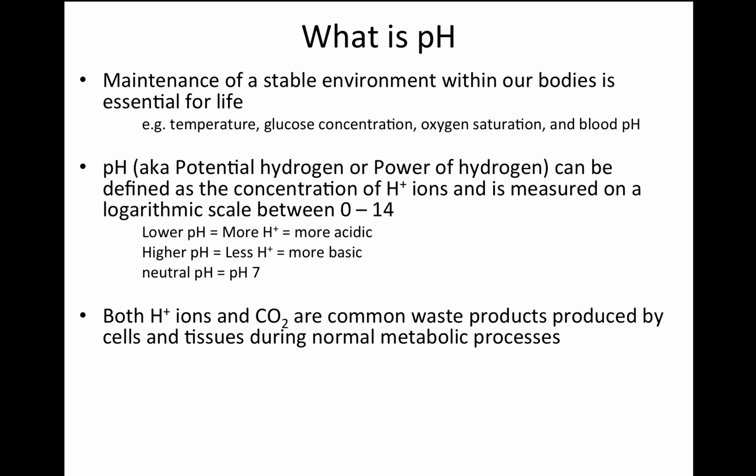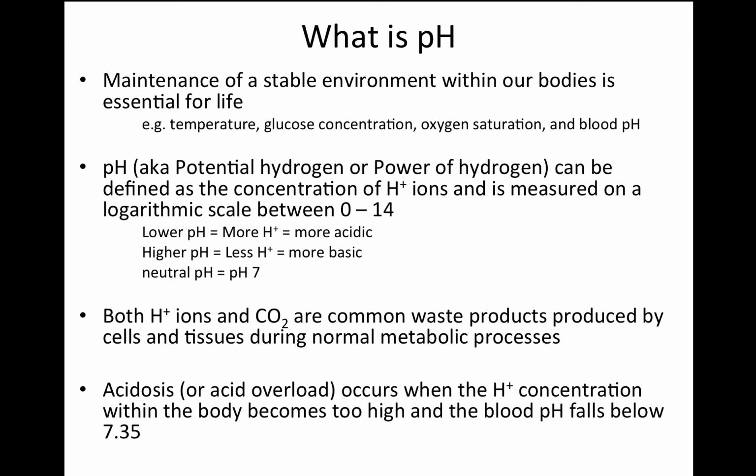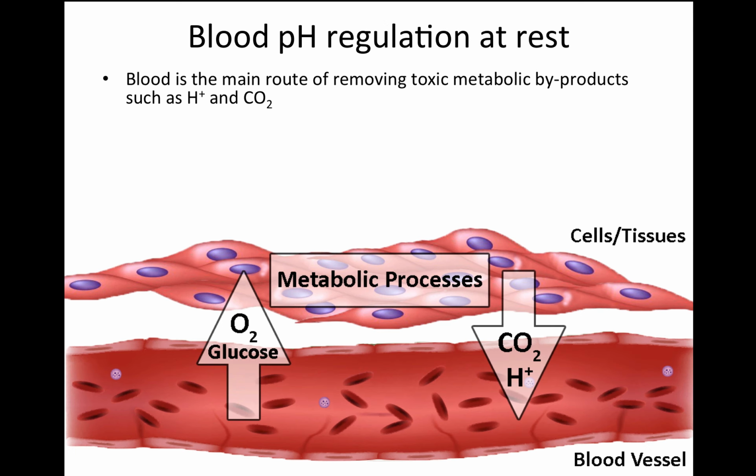Both hydrogen ions and carbon dioxide are common waste products produced by tissues and cells during normal metabolic processes, and like all waste products they need to be removed to prevent their toxic accumulations. Acidosis or acid overload occurs when hydrogen ion concentration within the body becomes too high and the blood pH falls below 7.35. This is a life-threatening condition as many chemical reactions essential for life are pH dependent and start to fail when pH levels become too unbalanced.